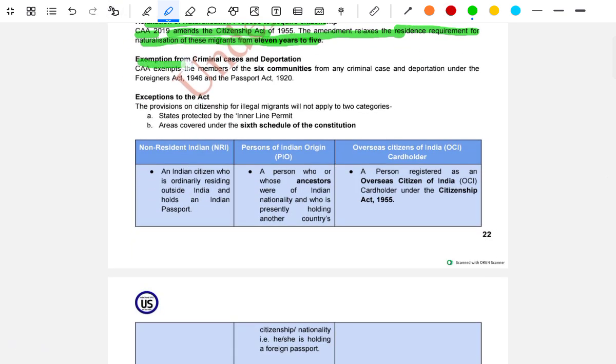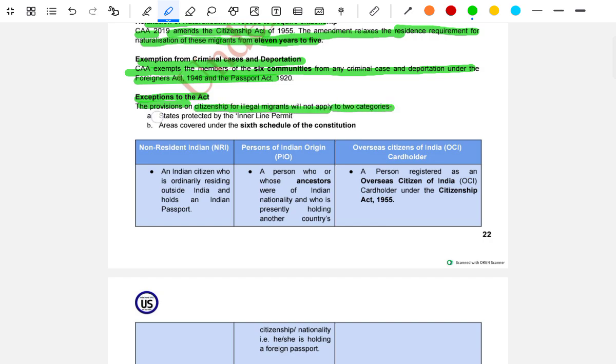Exemption from criminal cases and deportation: the Amendment Act exempts members of the six communities from any criminal case and deportation under the Foreigners Act 1946 and the Passport Act 1920.